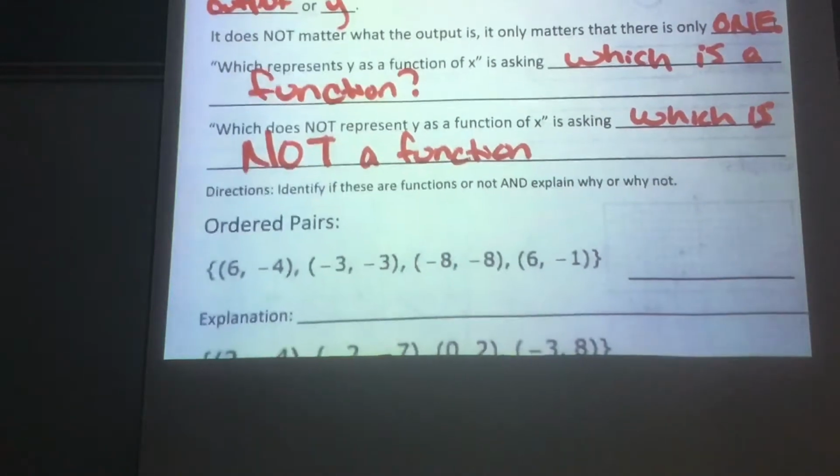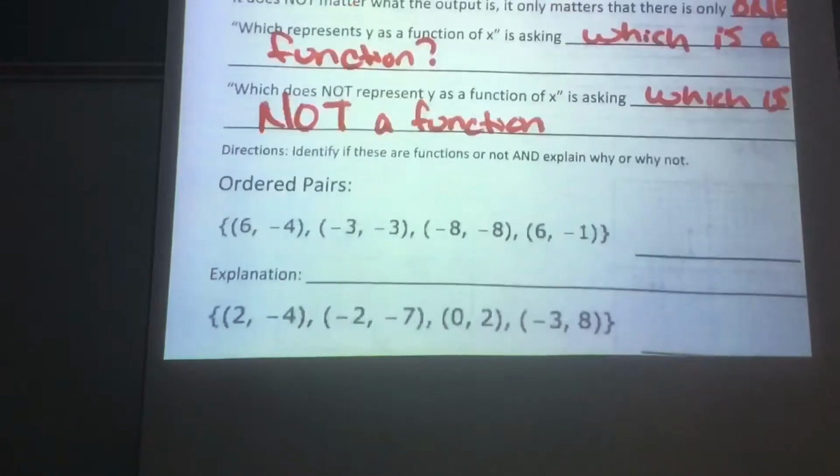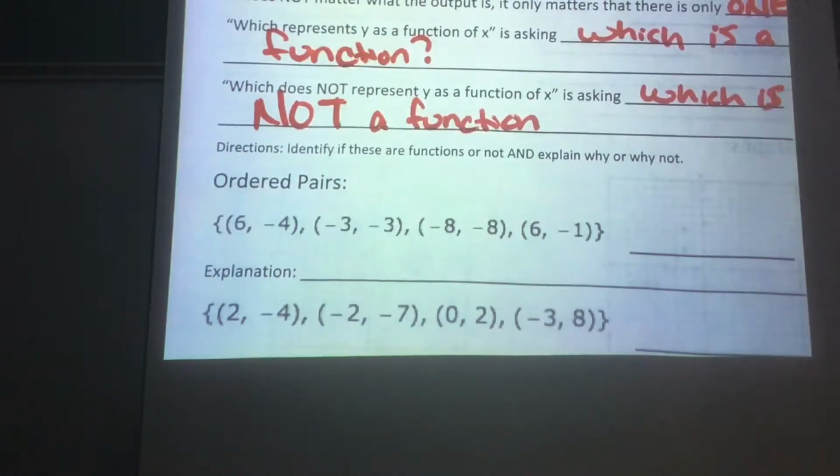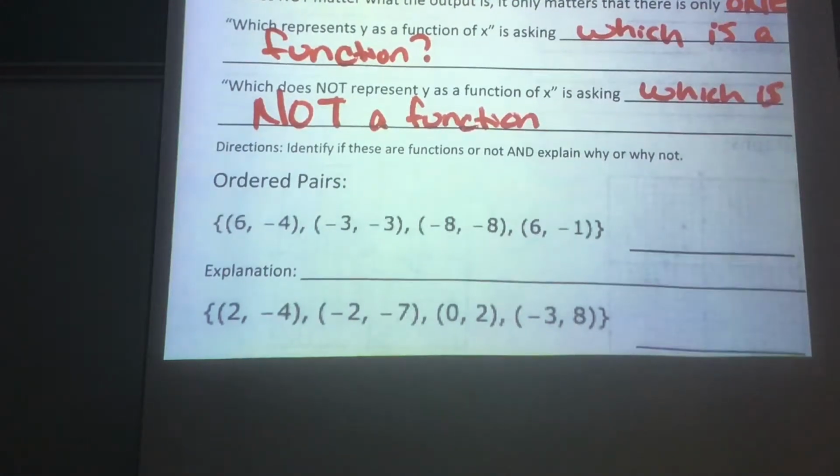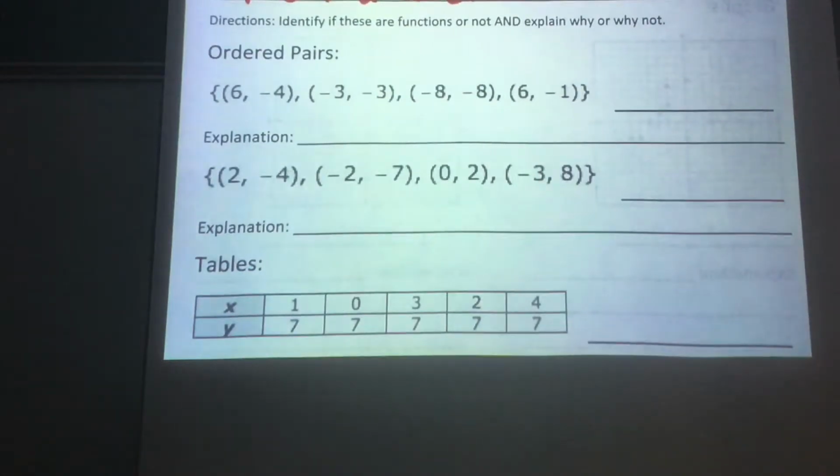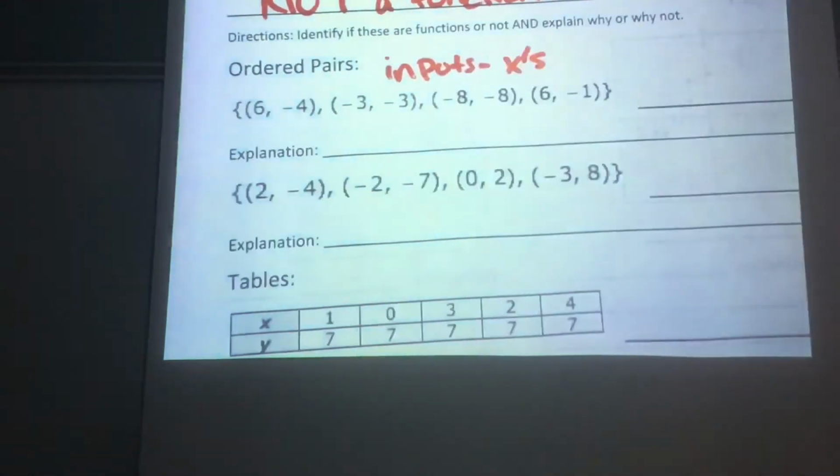Okay, so let's go ahead and look at some specific examples. So we're going to identify if these are functions or not and explain why or why not. So let's go ahead and look at my ordered pairs. So going back to my definitions, I know that I just want to see that every input has one output. So what are my inputs? My inputs are my x's.